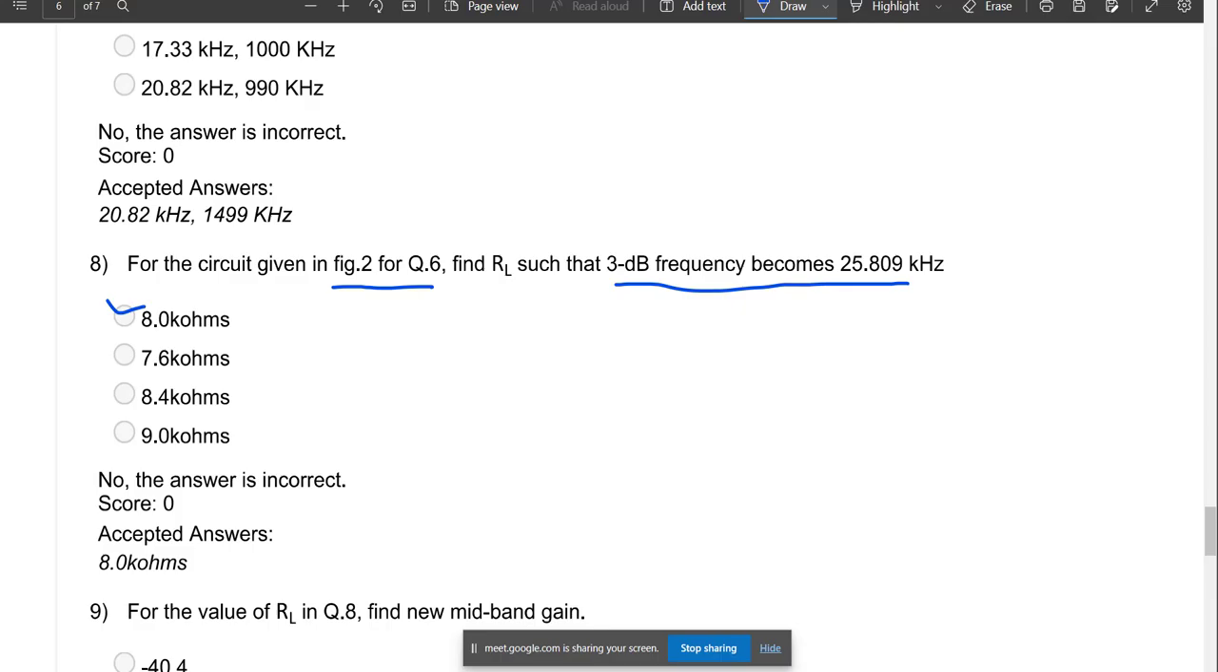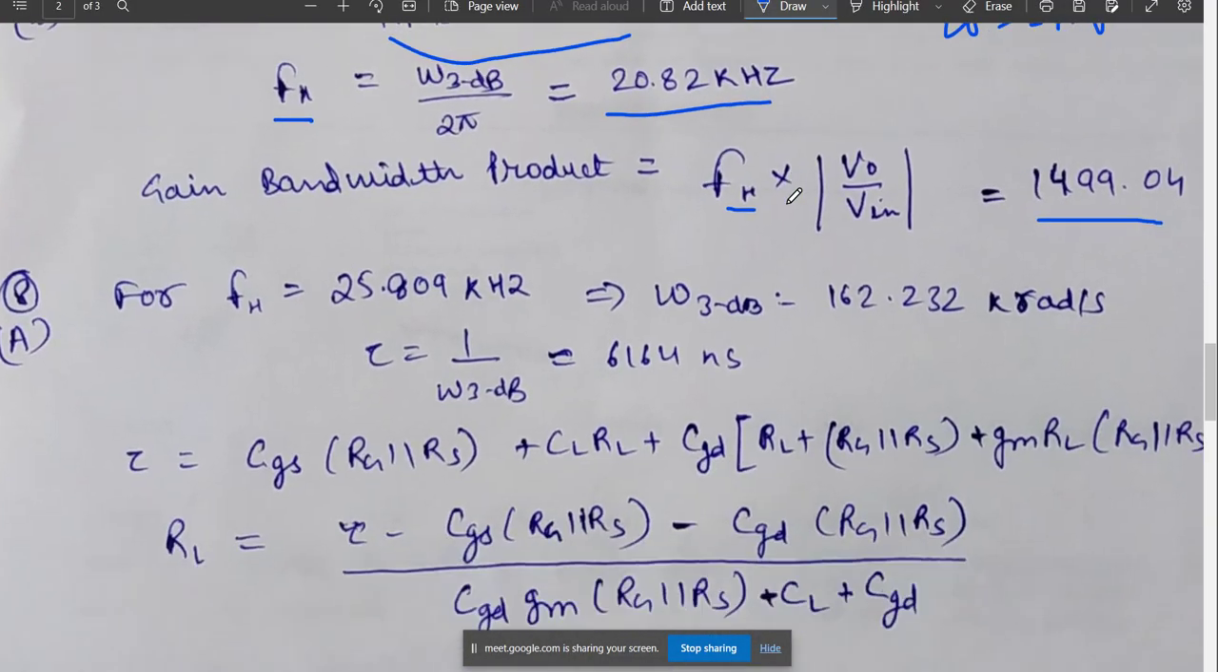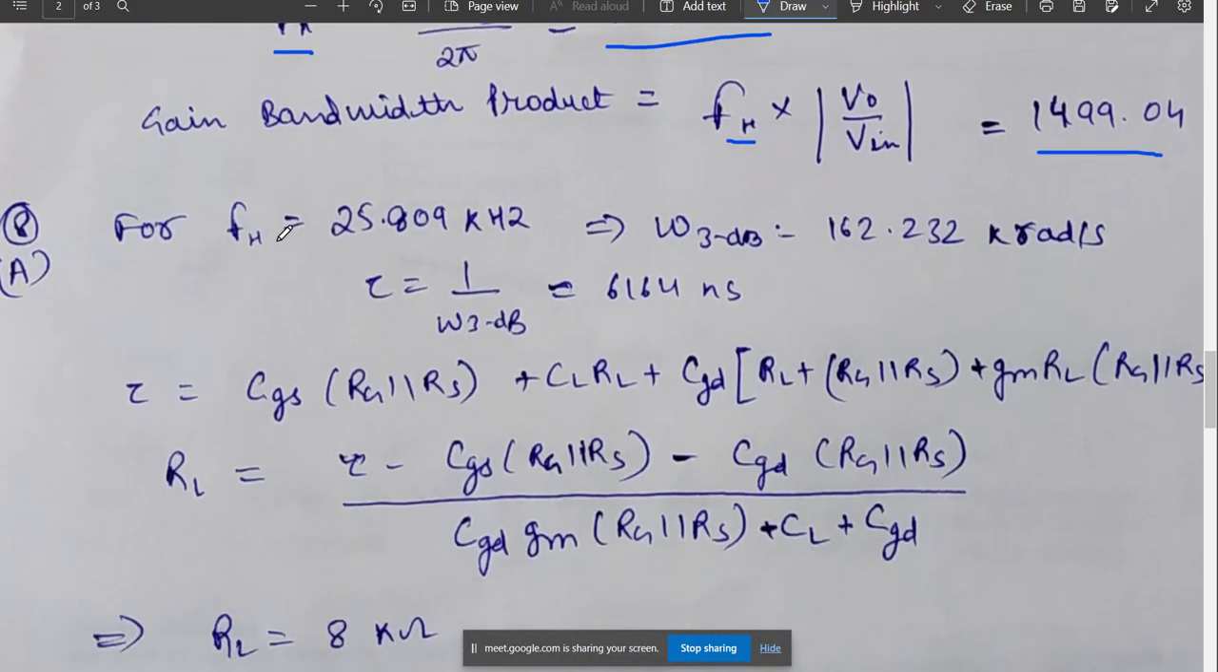Let's now try to solve this one. As I said, the bandwidth is given to us, right? From the bandwidth we'll convert it into omega 3 dB. Then we know that time constant will be equal to 1 upon omega 3 dB. We'll put that and we got 6164 nanoseconds. Understood? This is what I was talking about. If bandwidth is given to you, you have to find out the time constant. Now you got the time constant.